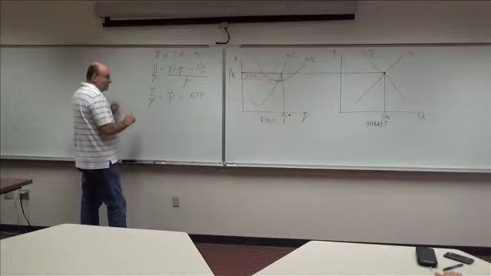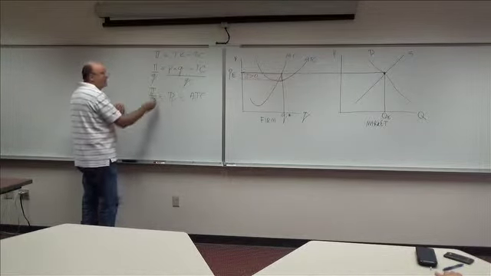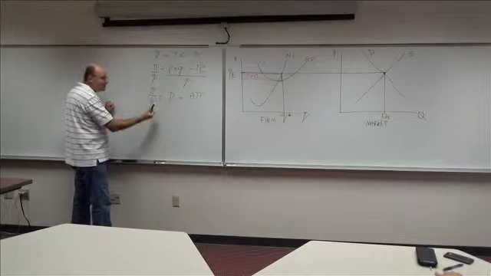Okay? Now, let's multiply both sides by Q. If I multiply P over Q times Q, what do I get?